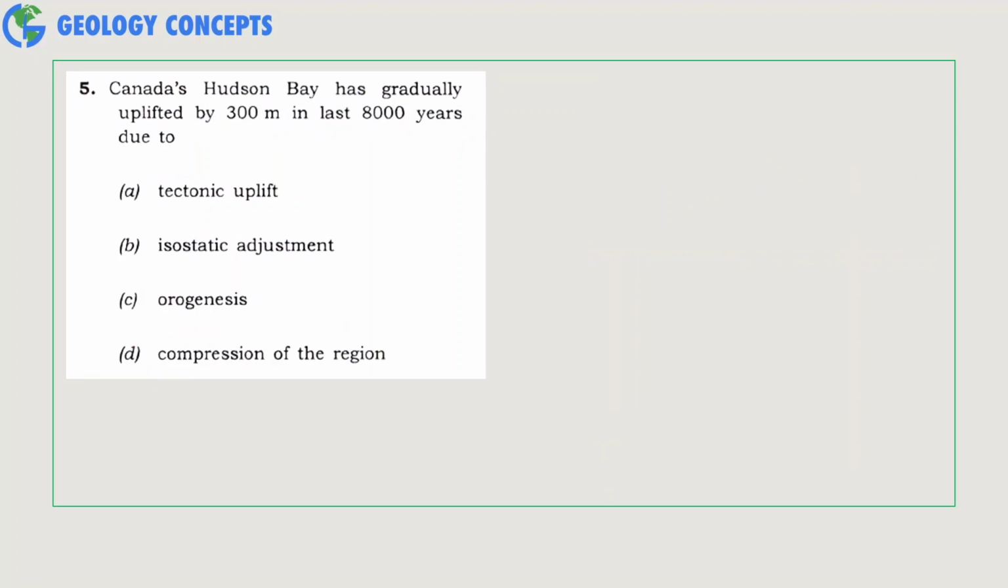The next question is: Canada's Hudson Bay has gradually uplifted by 300 meters in the last 8,000 years due to which of the following processes? Tectonic uplift, isostatic adjustment, orogenesis, compression of the region.